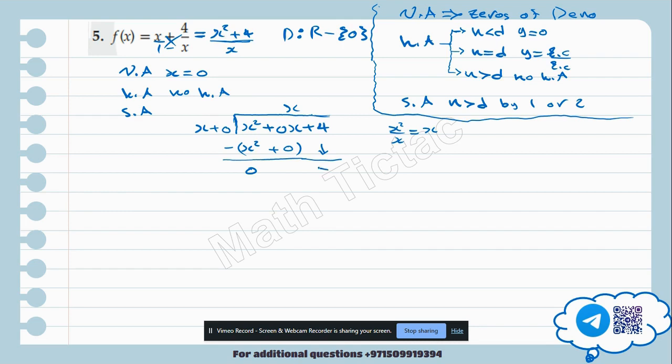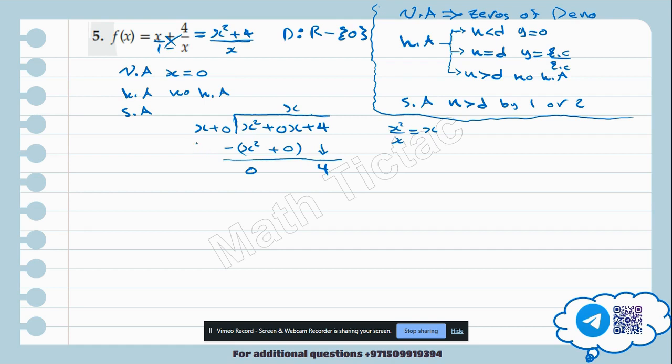So I will take the 4 downward. Now you will check the degree of the remainder. If it's less than the degree of the divisor, you can stop the division process. So 4 is from degree 0. Okay, this expression from degree 1. So I can stop the division now.